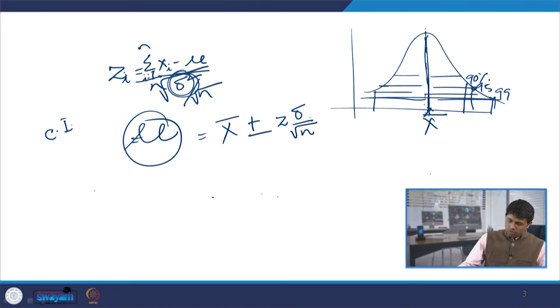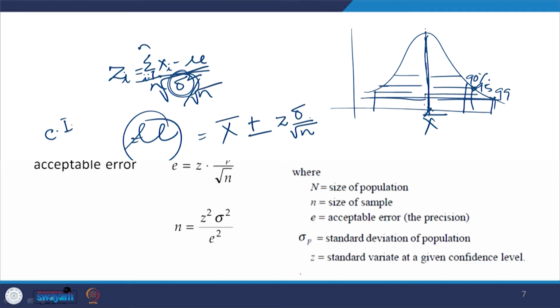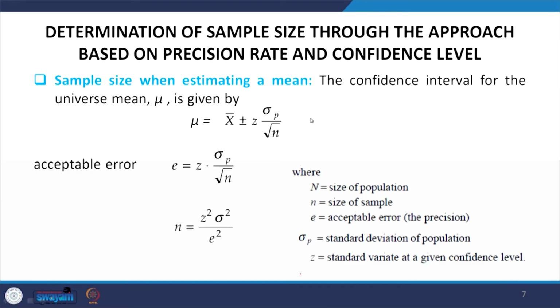Okay. So, now let me move to the original equation. It is clearly given here. When we have a sample size and the total population is not known, when we are estimating a mean, the confidence interval for the universe mean, that is mu, is x bar plus or minus z times sigma divided by the square root of n. I have already derived this on the plain page.